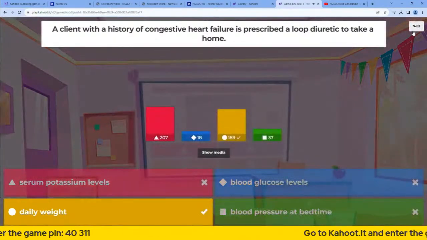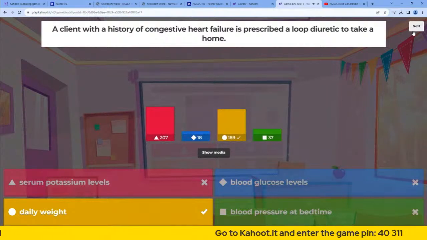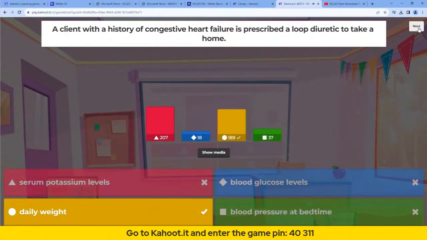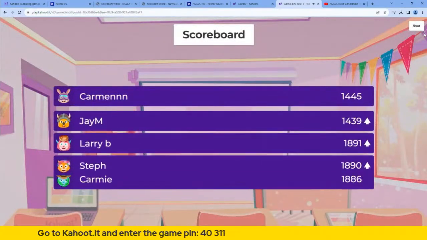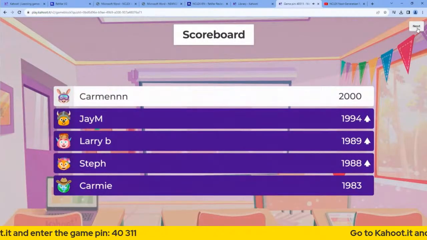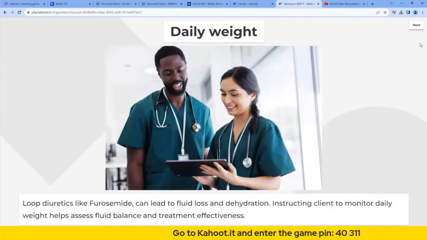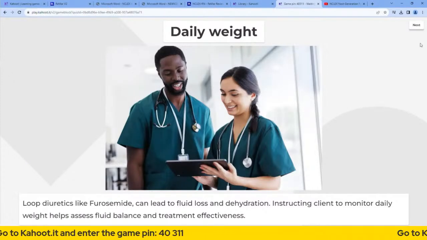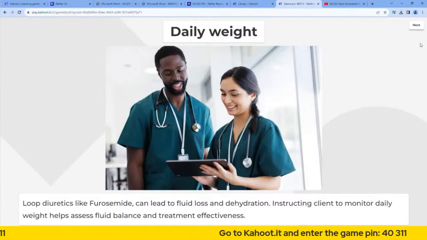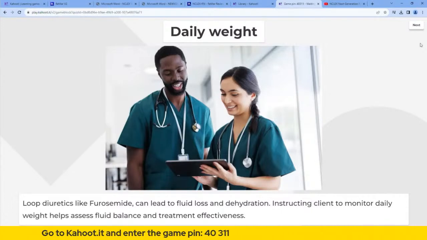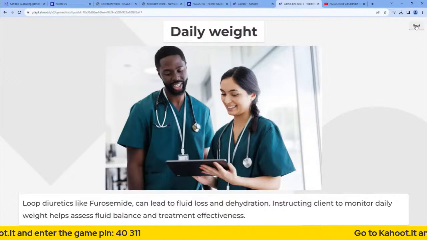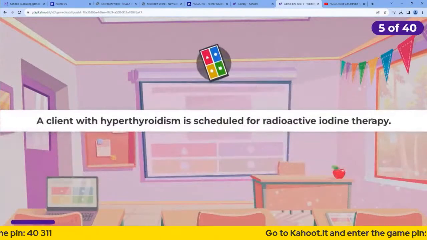Talking about a loop diuretic, but wait. Correct answer was the yellow. The daily weight. That is the most important. Remember, this is a patient at home. You can't monitor it at home. We know loop diuretics can lead to fluid loss and dehydration. So the daily weight is going to be the most effective, because the patient was at home. Every little detail counts. I'm moving on.